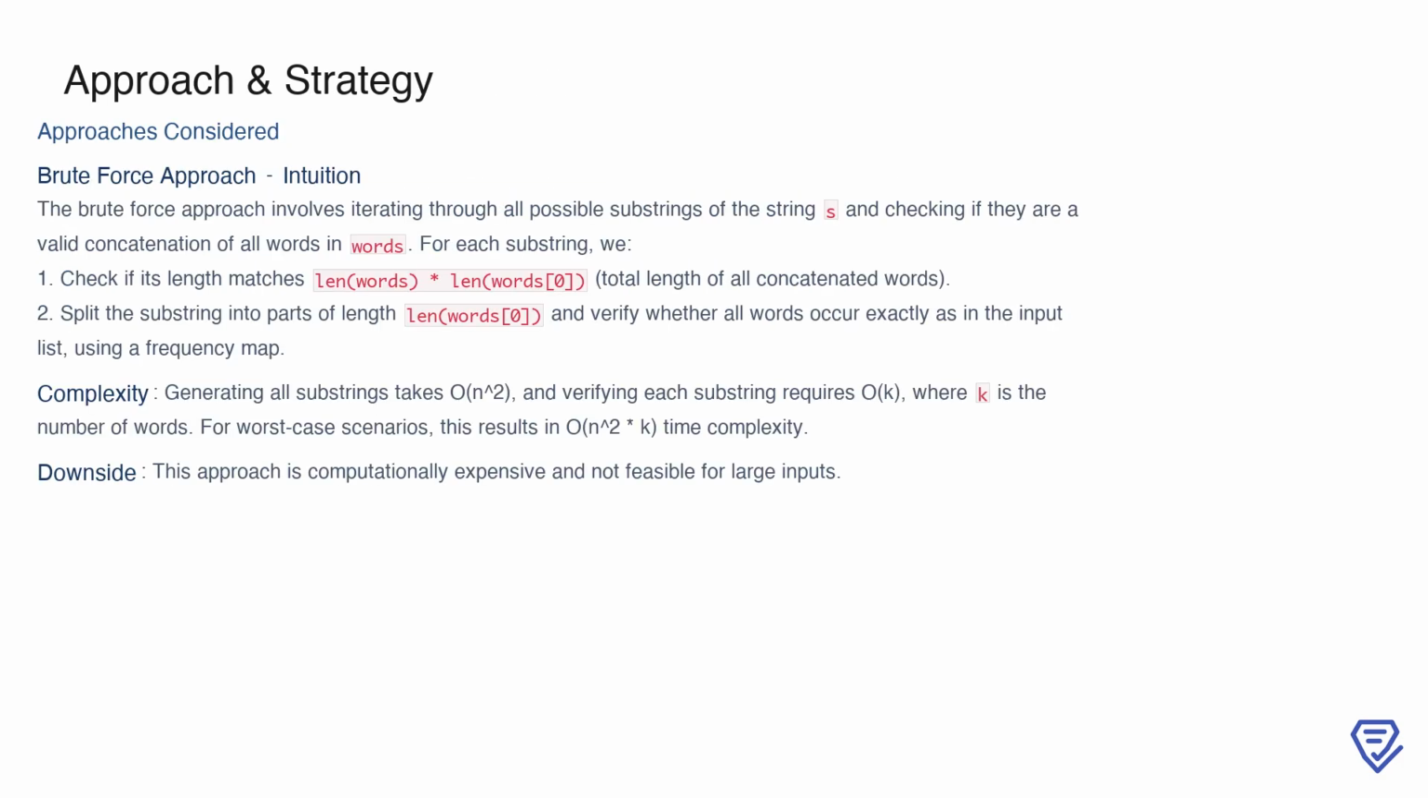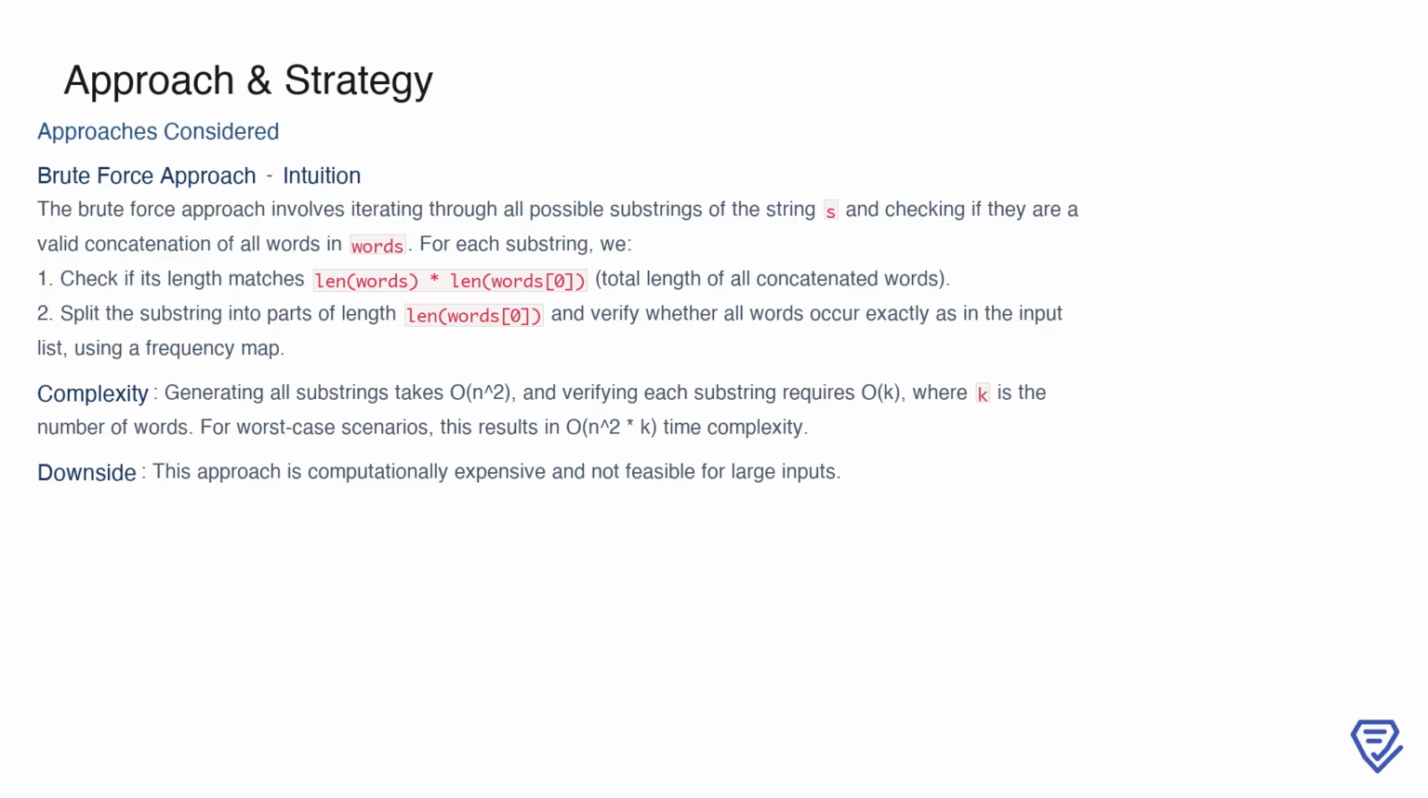To start, let's discuss the brute force approach. The idea here is straightforward. We iterate through all possible substrings of the string S and check if each one forms a valid concatenation of all words provided in words. This involves two critical steps. First, we ensure the substring's length matches the total length of all concatenated words, which is calculated as len(words) * len(words[0]). Then, we split the substring into equal parts, each of length len(words[0]), and verify whether all words appear with the correct frequency using a frequency map.